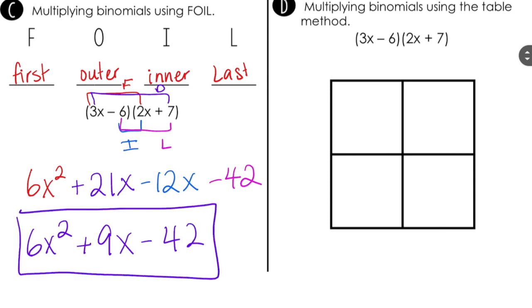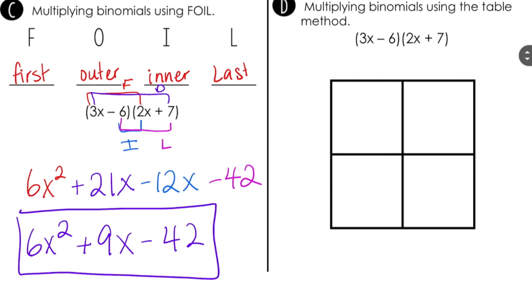And just to tie in what we did before, our degree would be 2, our leading term would be 6x squared, and our leading coefficient would be 6. All right, so now we're going to do the same problem, different method. This is the table method. You may like it, you may not, but I'm just going to show different ways so you have the option.